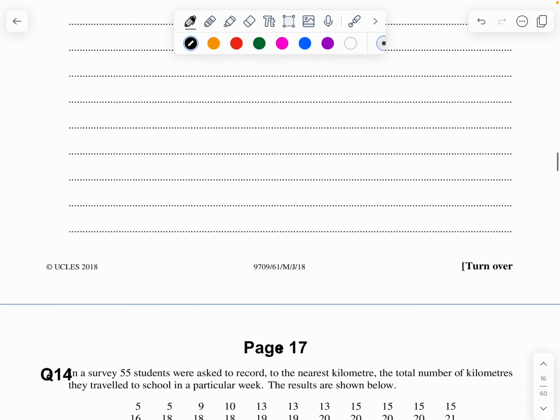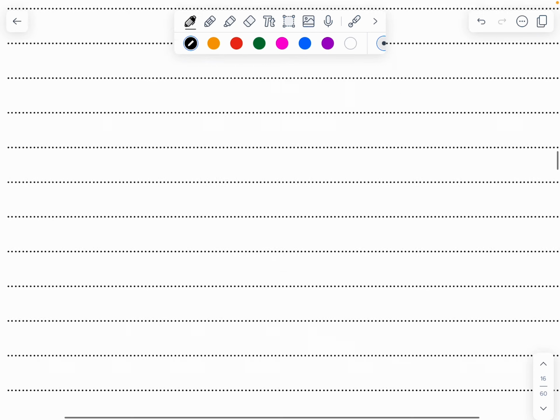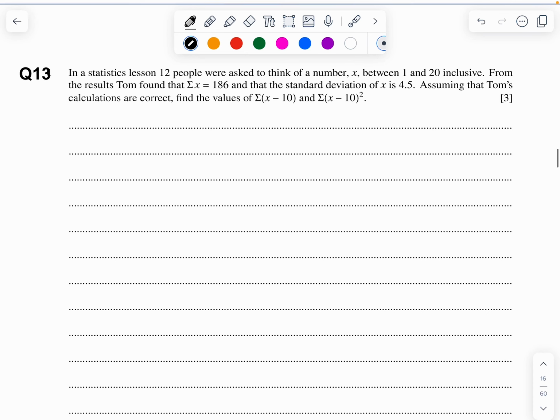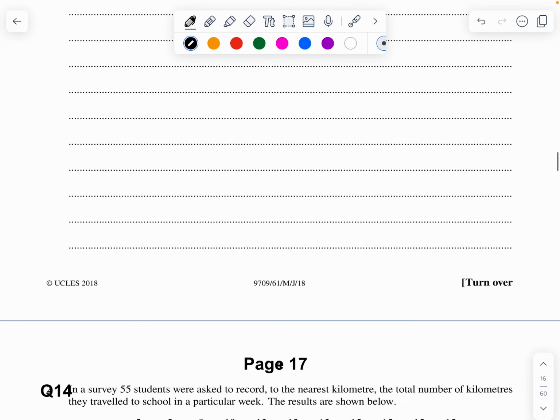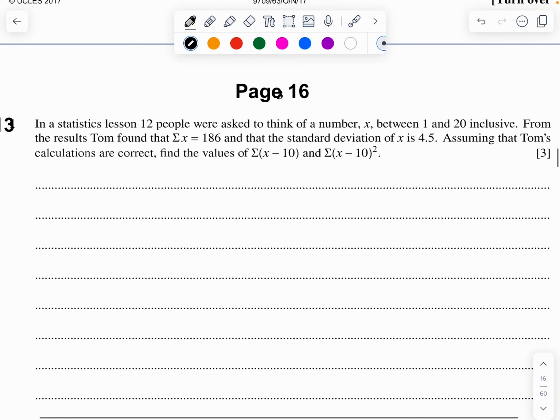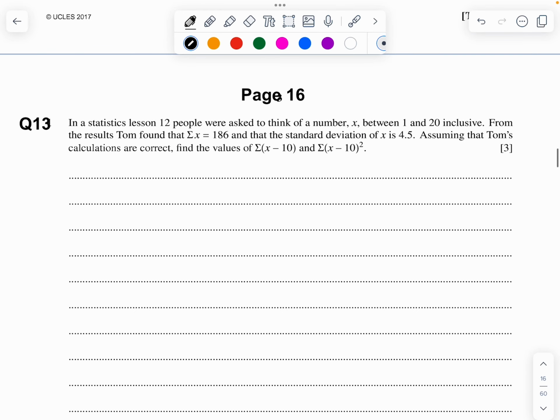Next question, May-June 2018, question number 61. So it is from May-June 2018, paper 61. In statistics, there are 12 people, so n is going to be 12.